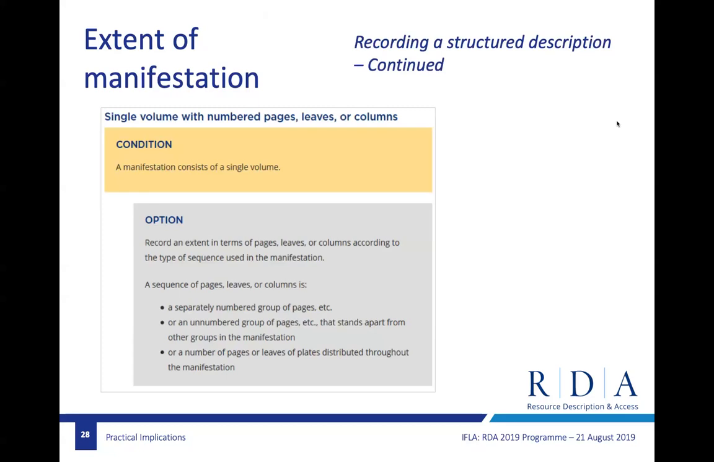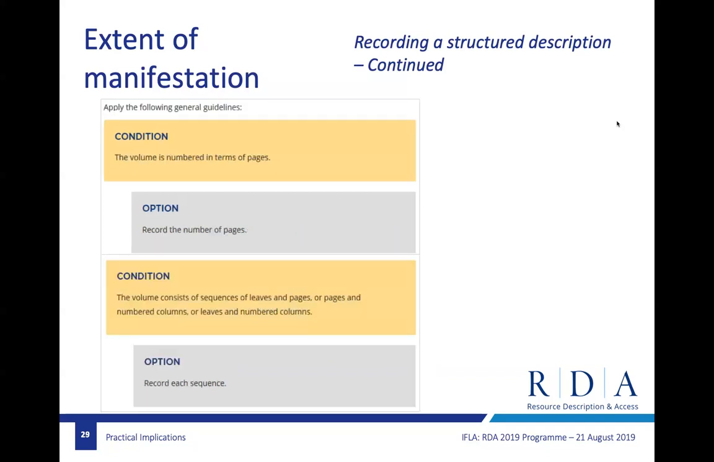I have a single volume. And here the option tells me how to deal with these sequences. Record an extent in terms of pages, leaves, or columns according to the type of sequence used in the manifestation. A sequence of pages, leaves, or columns is a separately numbered group of pages, etc., or an unnumbered group of pages, etc., that stands apart from other groups in the manifestation, or a number of pages or leaves of plates distributed throughout the manifestation. Thankfully, the first bullet is the only one that applies to my publication. There's still more that I need to check.